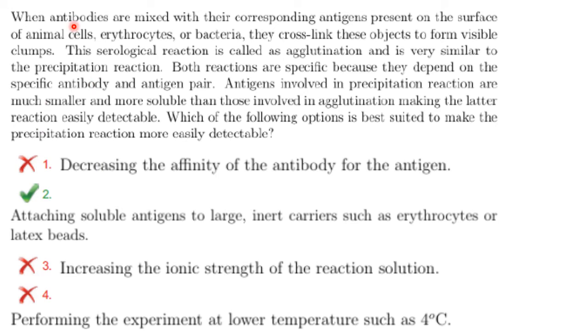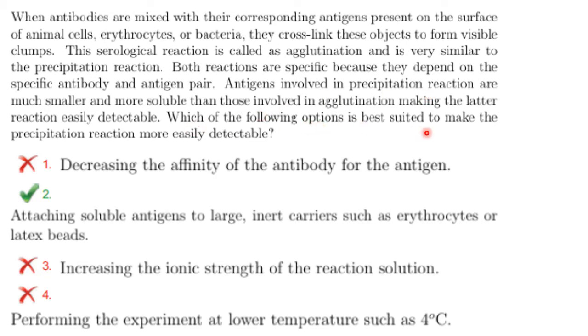Now next one. When antibodies are mixed with their corresponding antigen present on the surface of animal cells, erythrocytes or bacteria, they cross-link these objects to form visible clumps. This serological reaction is called agglutination and is very similar to the precipitation reaction. Both reactions are specific because they depend on the specific antibody and antigen pair. Antigens involved in the precipitation reaction are much smaller and more soluble than those involved in agglutination, making the latter reaction easily detectable. So the agglutination reaction is easily detectable when compared to the precipitation reaction.